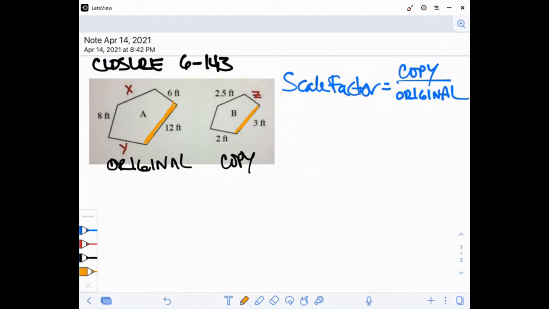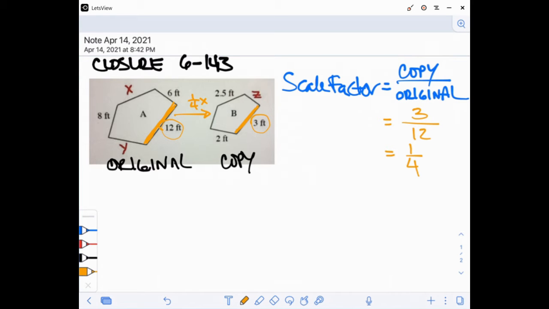So the copy is equal to 3 feet. Let's see if I can write that a little bit better. Copy is equal to 3 feet. And the original is equal to 12 feet. Okay, so that means the scale factor is 1/4. So our shapes going from original to copy, A to B, it's 1/4 the size. B is 1/4 the size. One-fourth times. That's why we went from 12 feet down to 3 feet. It's a quarter the size.